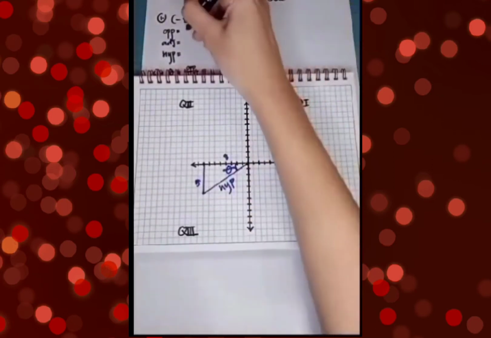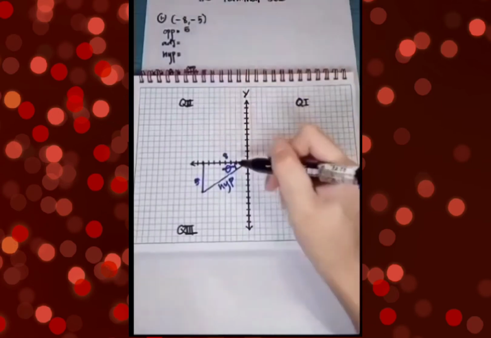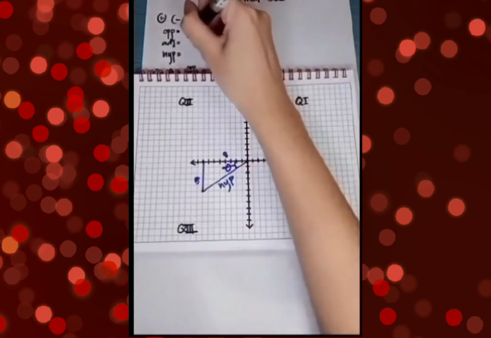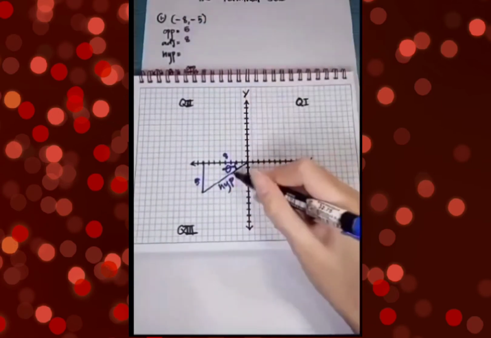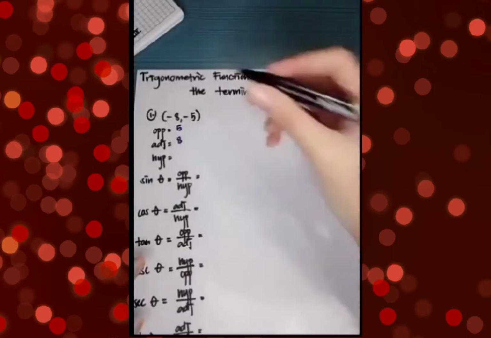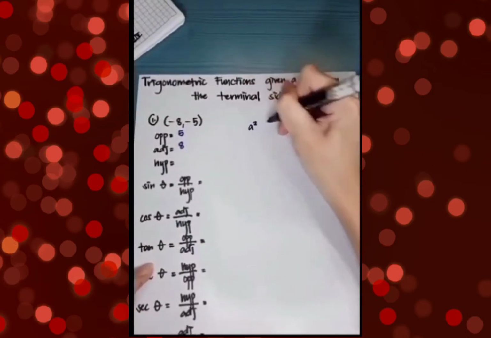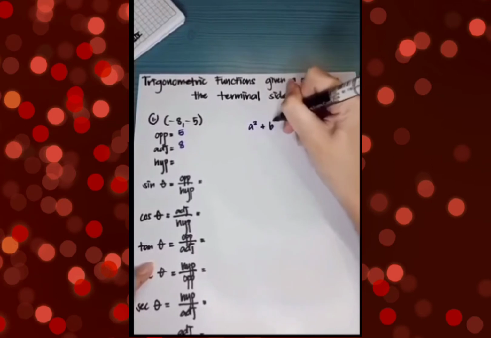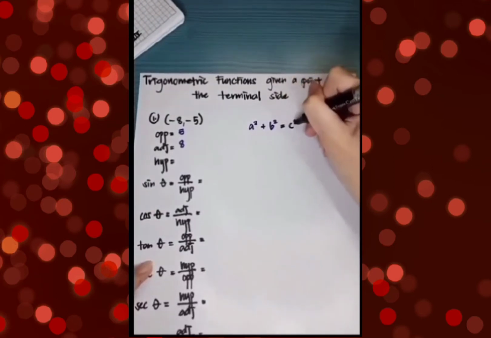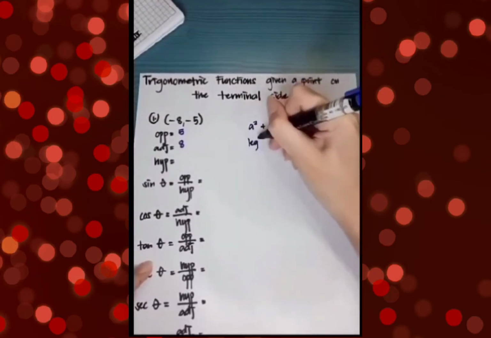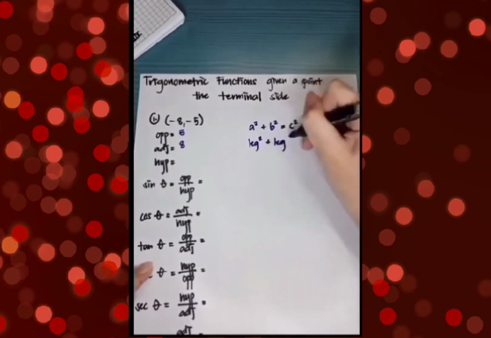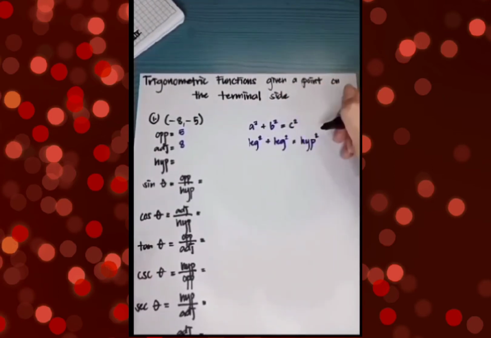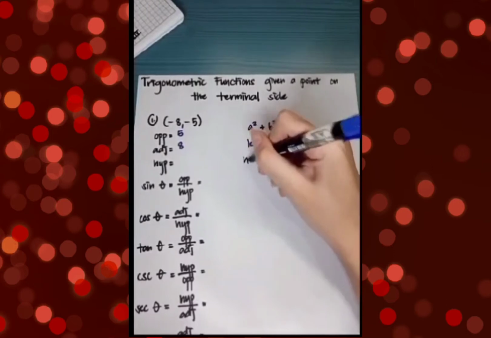And now that we have our reference angle, we can now find the different sides of our right triangle. Now moving on to the hypotenuse and how to solve it. This is the Pythagorean theorem, a squared plus b squared is equal to c squared. And translating it into simpler terms, it's legs squared plus another leg squared is equal to hypotenuse squared. Now on to the substitution.